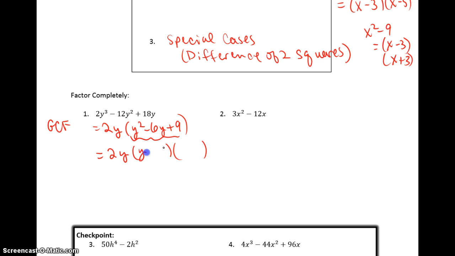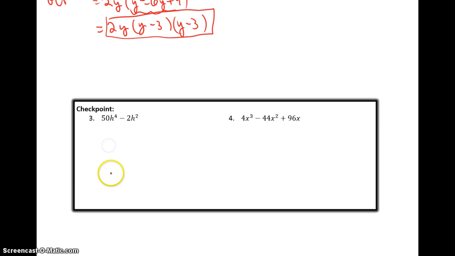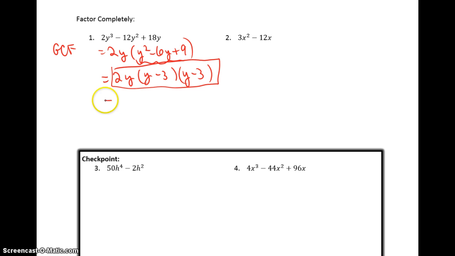We'll place our two parentheses, y times y, minus 3 and minus 3. You can certainly leave that as your answer. That is factored completely. If you would like to write 2y times y minus 3 squared, that would be fine too.